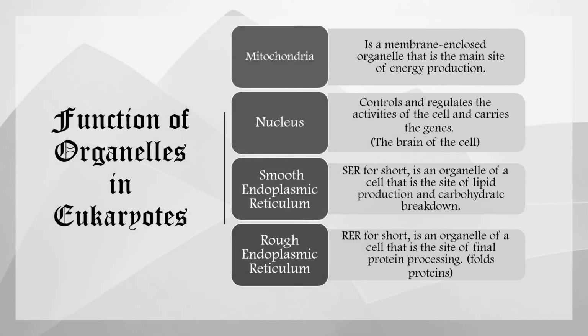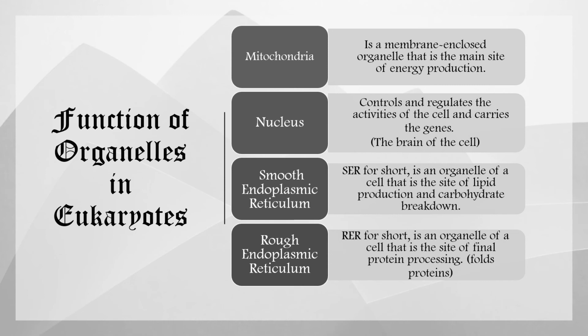Organelles in eukaryotes include the mitochondria, nucleus, smooth endoplasmic reticulum, and rough endoplasmic reticulum. A mitochondria is a membrane-enclosed organelle that is the main site of energy production. It's also known as the mighty mitochondria, or the powerhouse of the cell. The nucleus controls and regulates activities of the cell and carries the genes. It's also known as the brain of the cell.